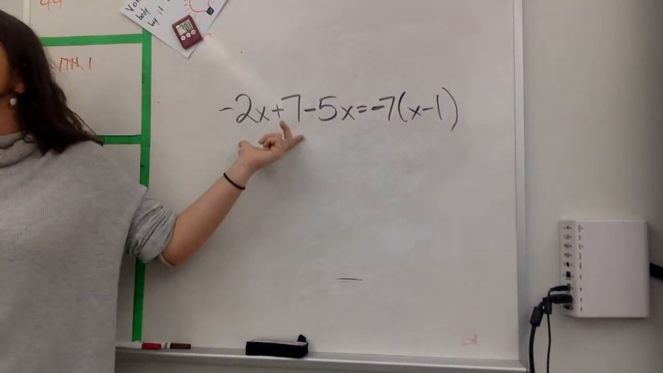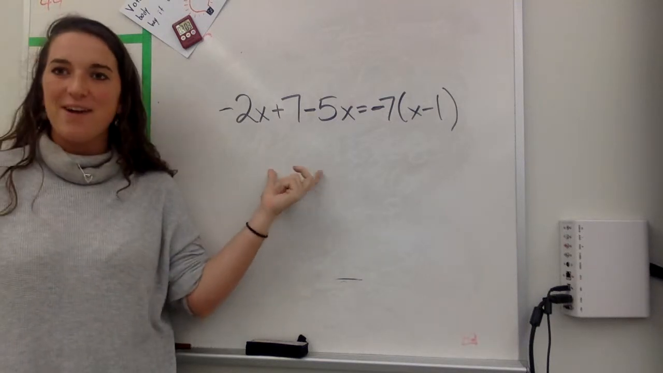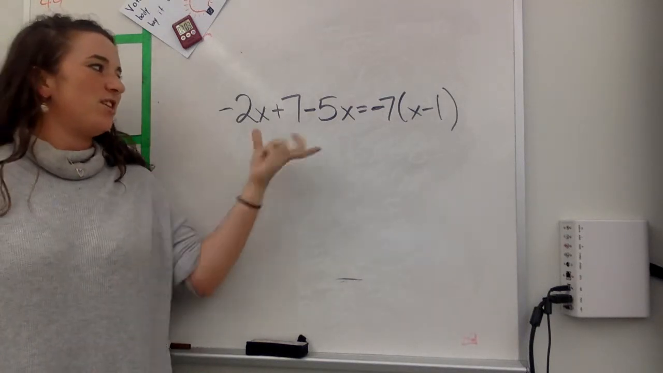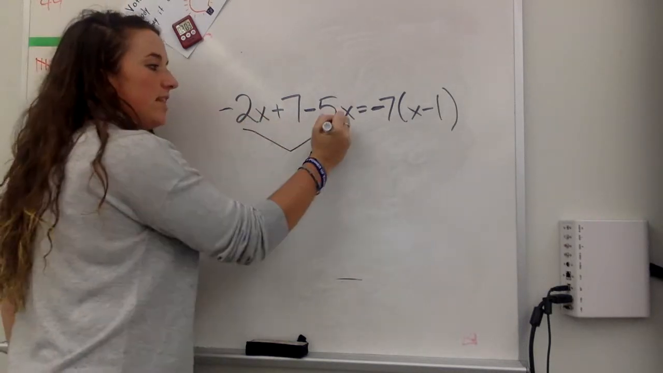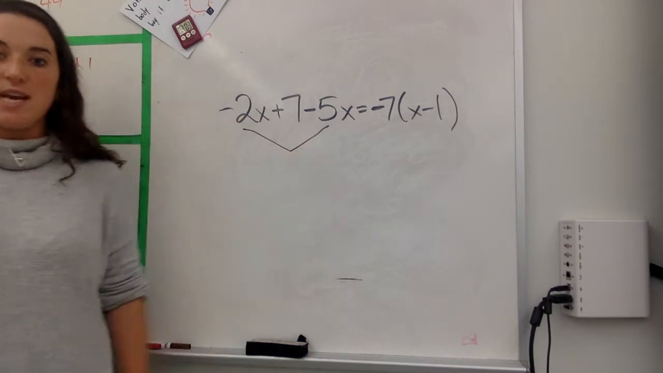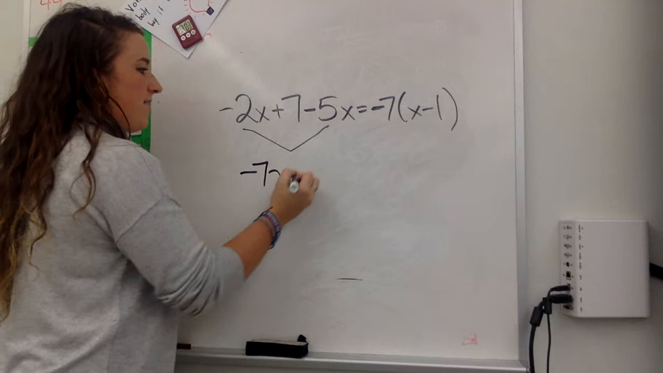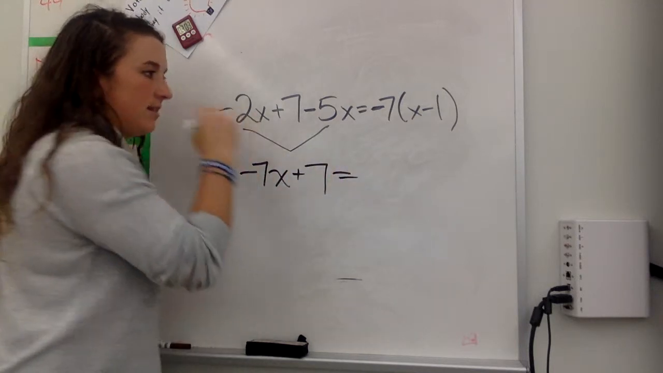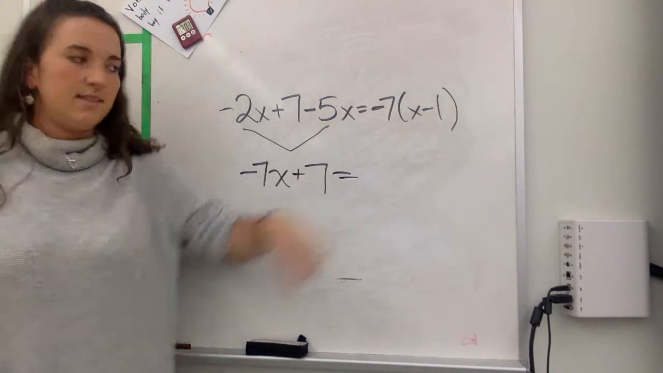The third question, which side of the equation can we simplify? We can simplify both sides of the equation. What can I do on the left side? I can't distribute because I don't have any parentheses, but I can just combine my like terms. So -2x minus 5x, -7x plus 7.